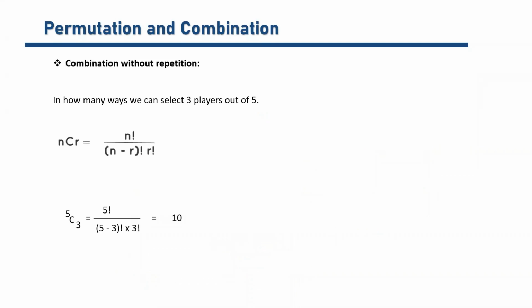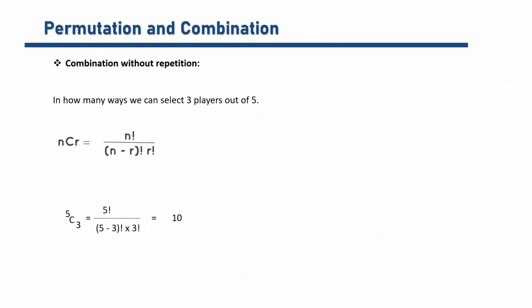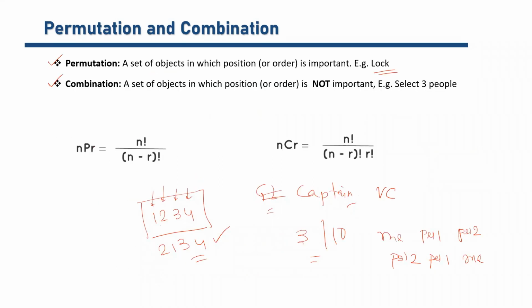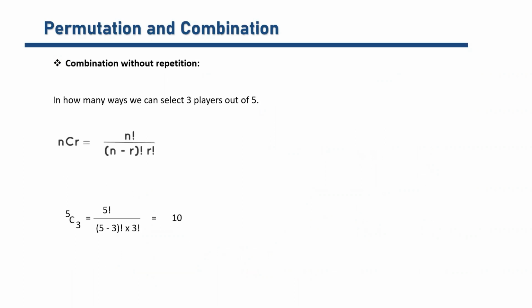Now we come to combination without repetition. Okay, I will come to repetition after this slide. So combination without repetition. In how many ways can we select 3 players out of 5? So you can see the difference, right? Whenever the position is important, you have to make sure that you are using permutation. But here, the position is not important. So I am selecting 3 players out of 5. So I will just use a combination formula here.